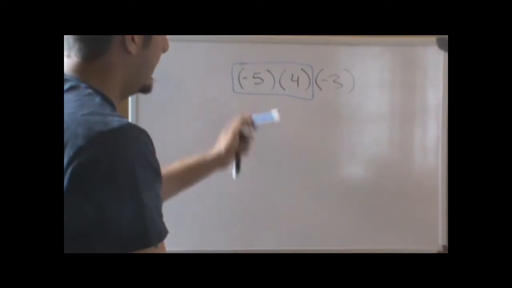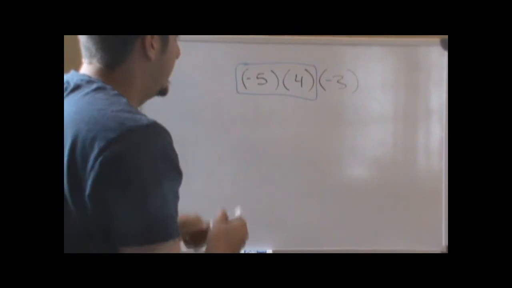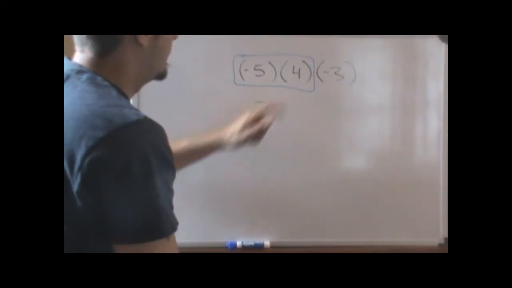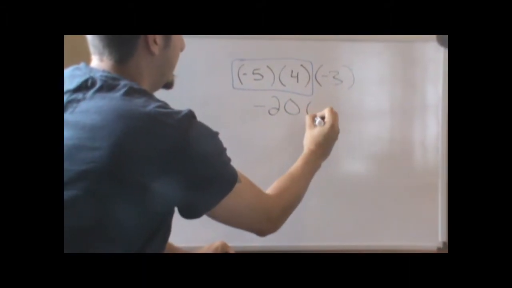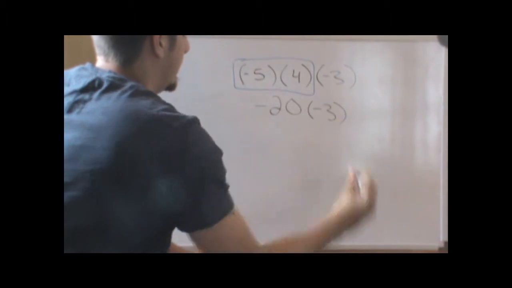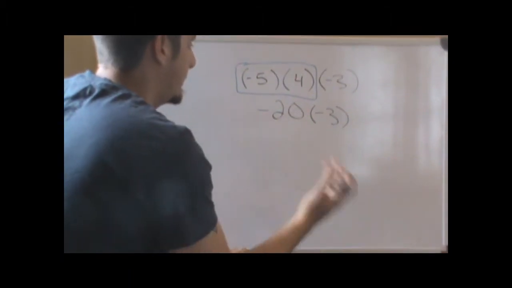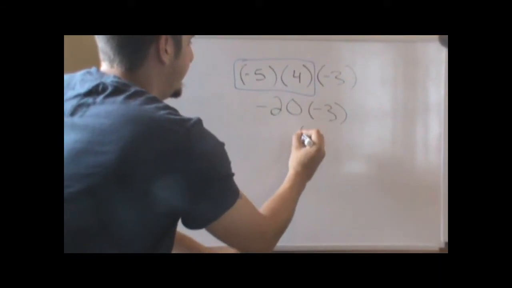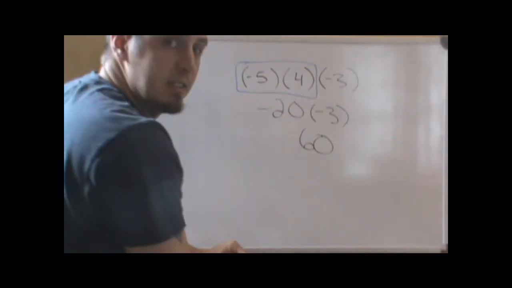So you have a negative 5 times a positive 4, so we have different signs. That means we're going to get a negative answer. 5 times 4 is 20. I'm going to drop down the times negative 3. So I have same signs, two negatives, so I know I'm going to get a positive answer, and 20 times 3 is 60. So my answer to this problem would actually be 60.